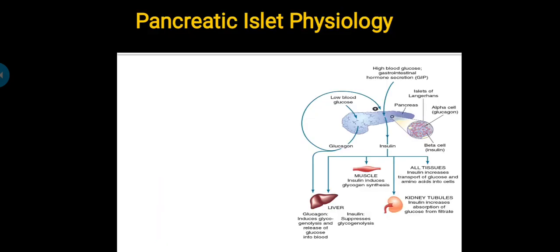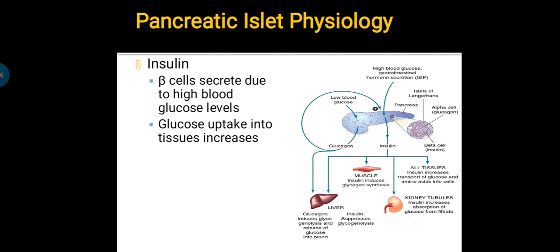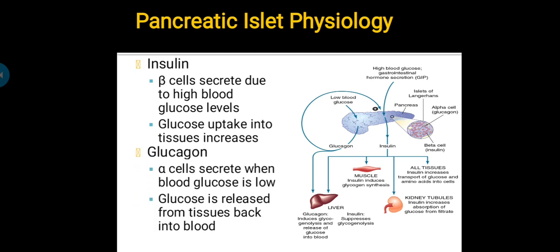So this is the pancreatic islet physiology. Beta cells secrete insulin when there is high blood glucose. Just after taking a meal, insulin release is increased, and the result is glucose uptake into the tissue. Glucagon, on the other hand, is secreted by the alpha cell when blood glucose is low, and glucagon effect is just opposite to the insulin.